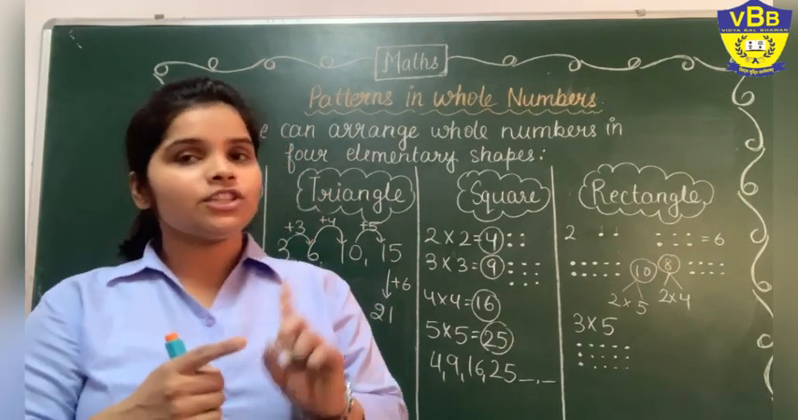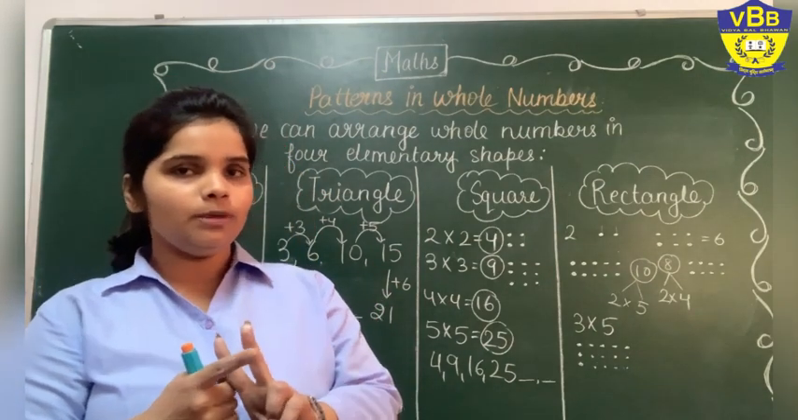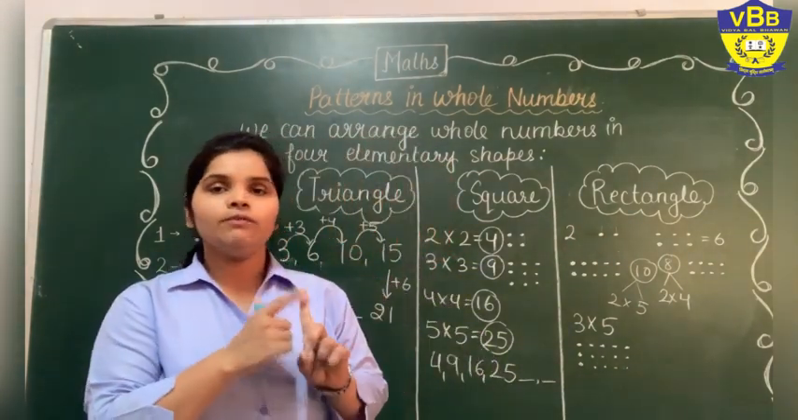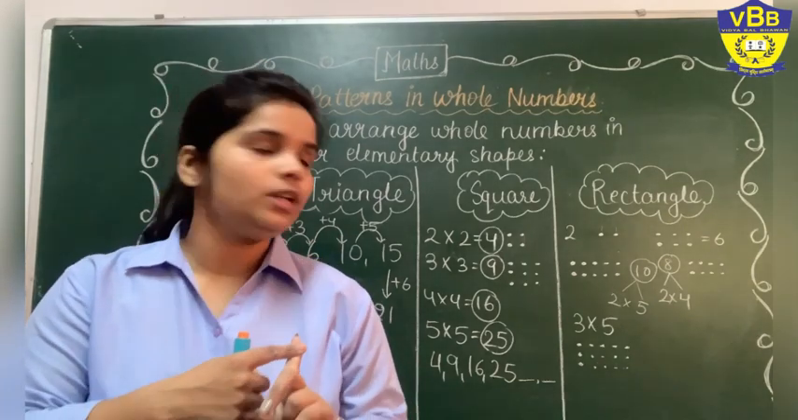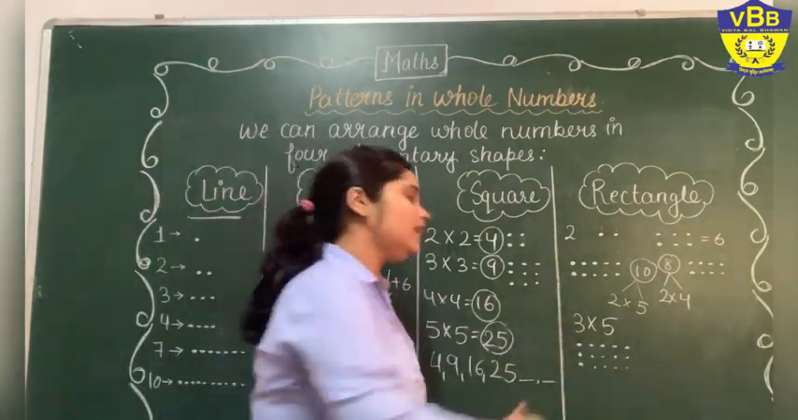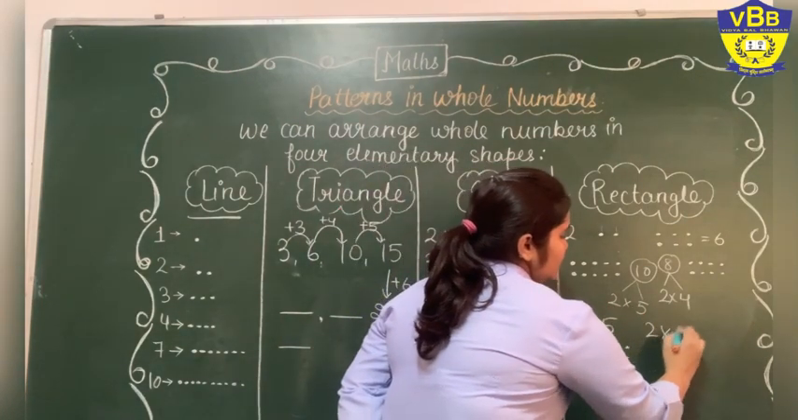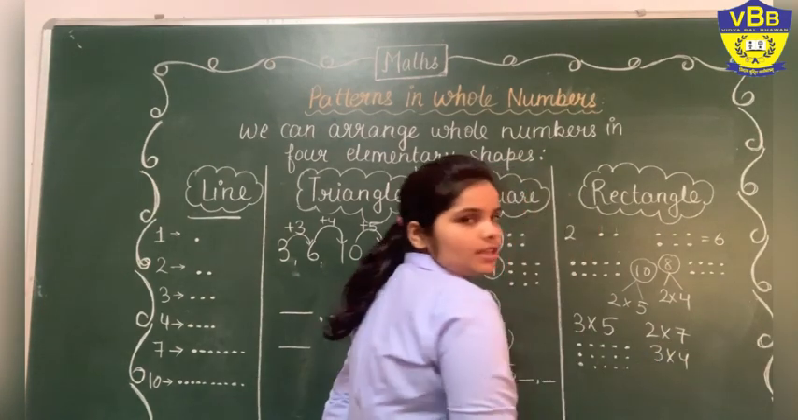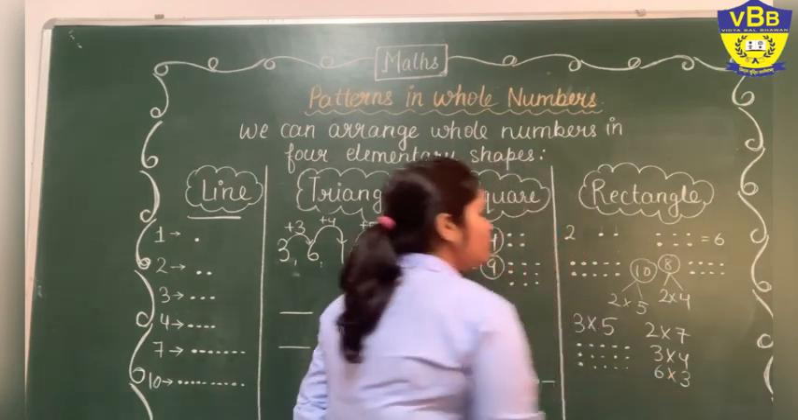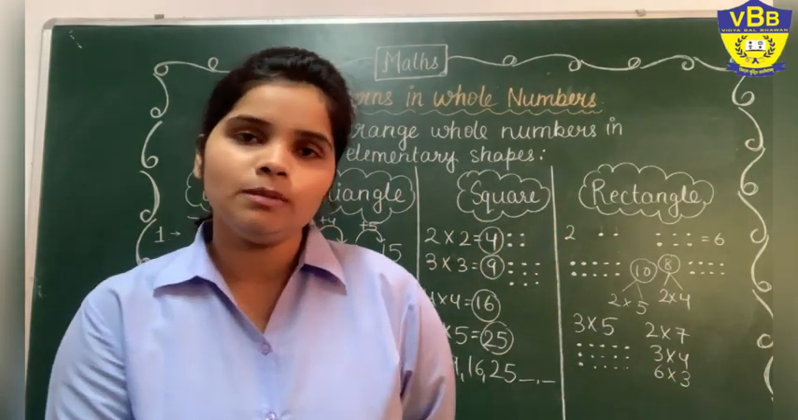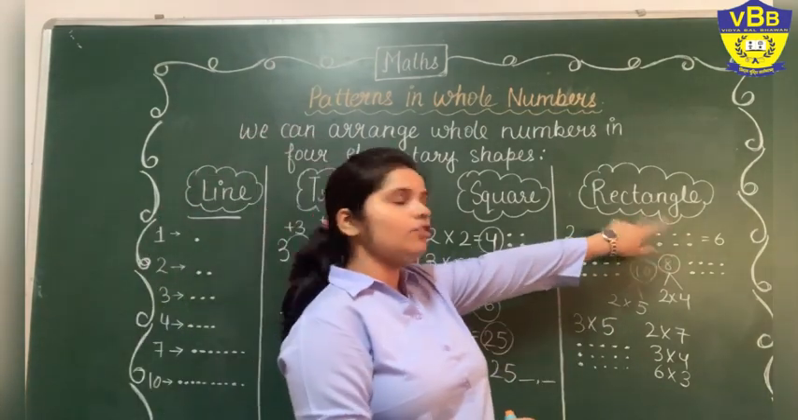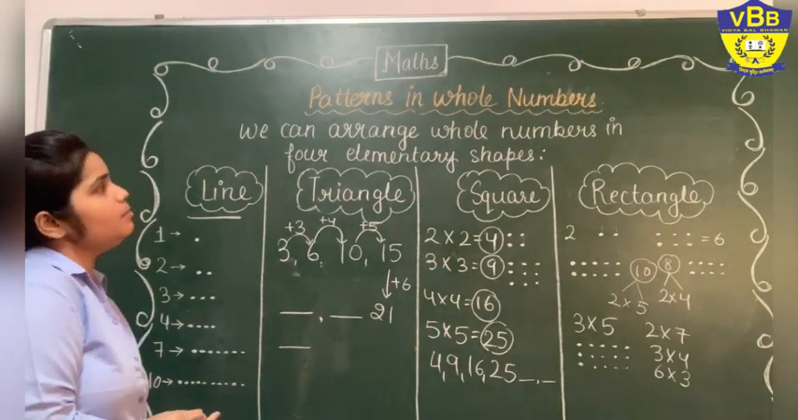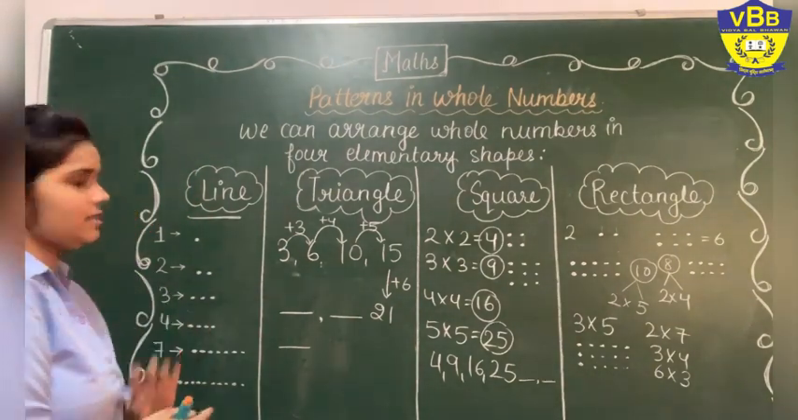So, every number which can be written as the product of any two numbers can form a rectangle. Like 3 multiply 5, or you can write 2 multiply 7, or 3 multiply 4, 6 multiply 3. Any number which is the product of two numbers can be arranged in the rectangle form, and it will be called a rectangular number. Basically, these are the patterns in whole numbers we have discussed.